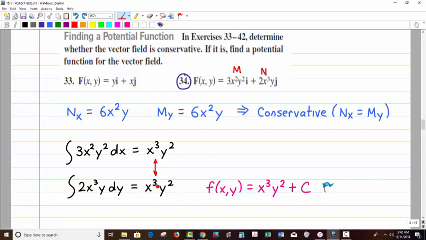So you see this one, so you're going to have that common connection for sure, and some possible other terms that would need to be included. So since we only have that one common term, then that term is our answer. So the potential function f of x, y will equal x cubed y squared plus C.